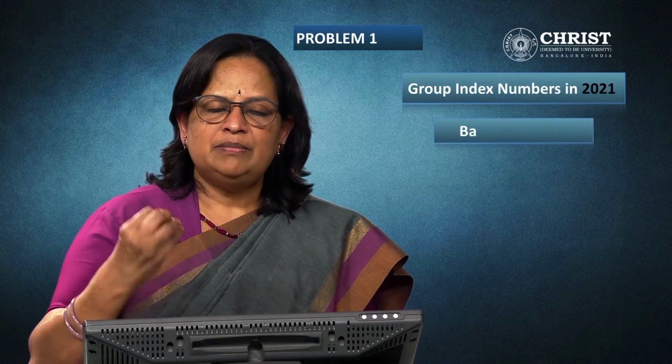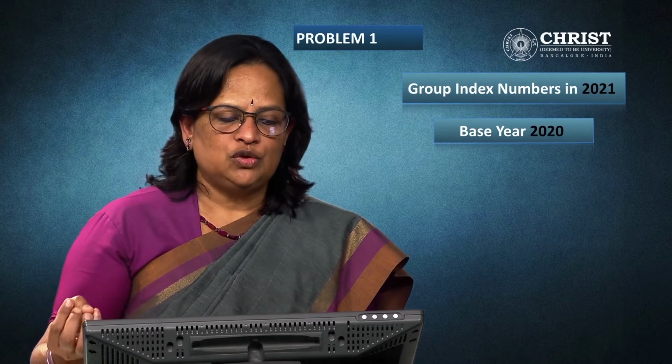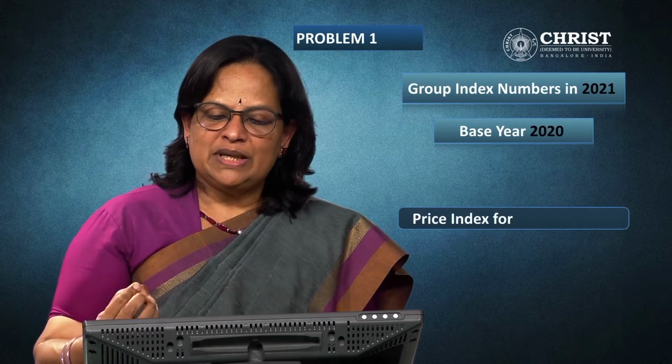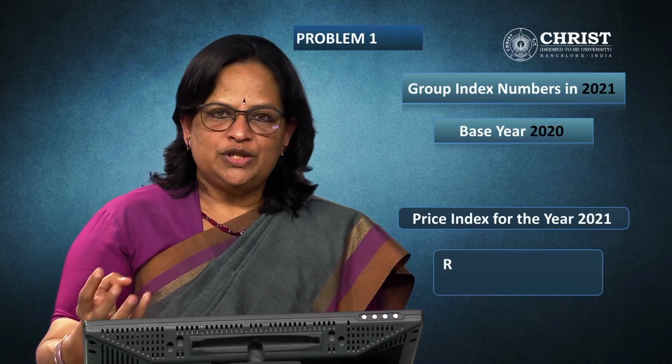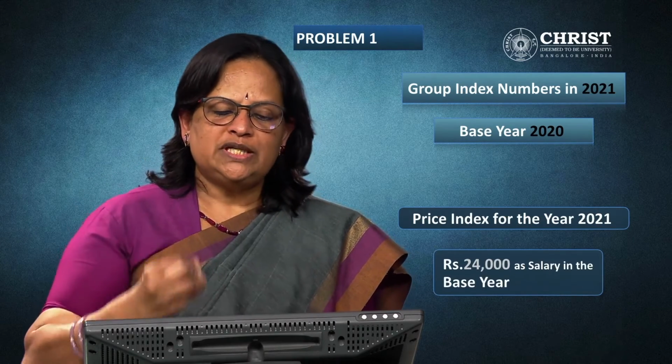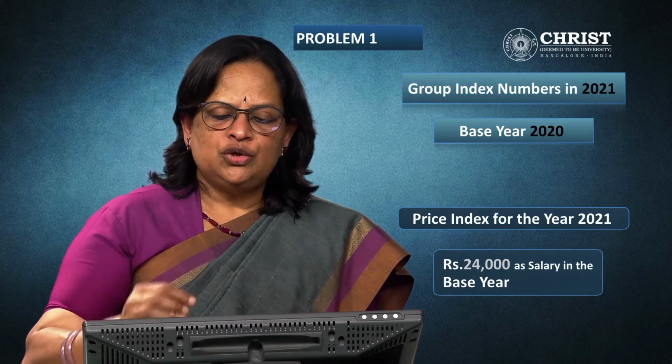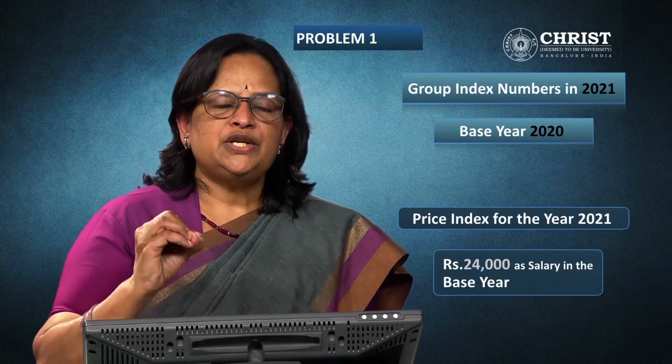So the first problem: the percentage expenses on different commodities consumed by the middle class families of a certain city and the group index numbers in 2021 as compared with the base year 2020 are as follows. Calculate the consumer price index for the year 2021. And based on that, you have to take a decision: Mr. X was getting rupees 24,000 as salary in the base year. How much should he get to maintain his former standard of living in 2021?